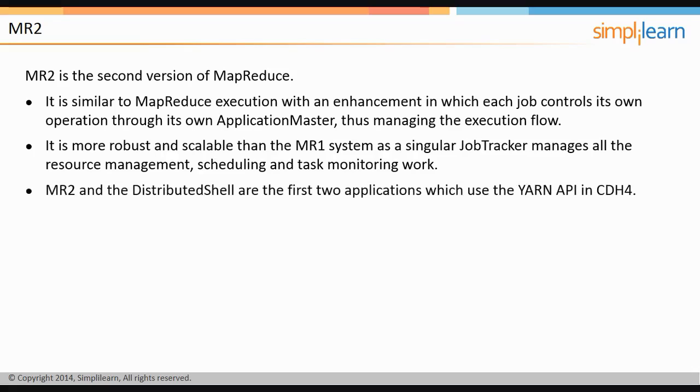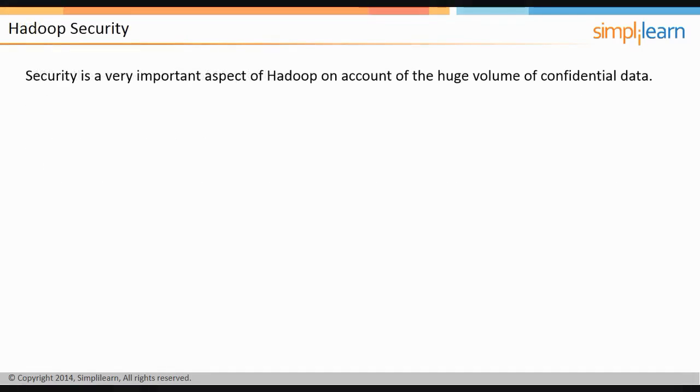MR2 and the distributed shell are the first two applications which use the YARN API in CDH4. In the next screen, we will look into Hadoop security. Security is a very important aspect of Hadoop on account of the huge volume of confidential data.